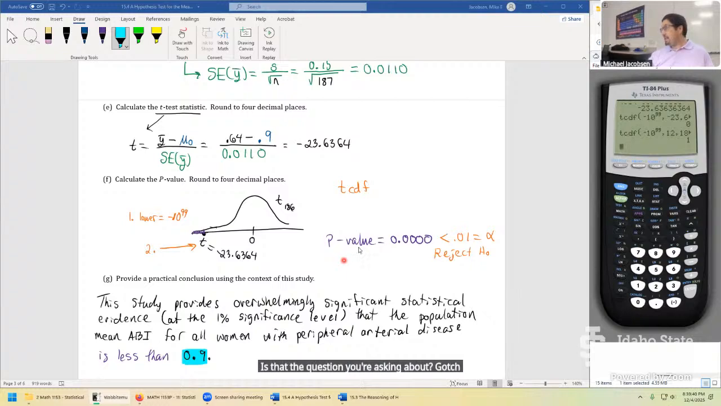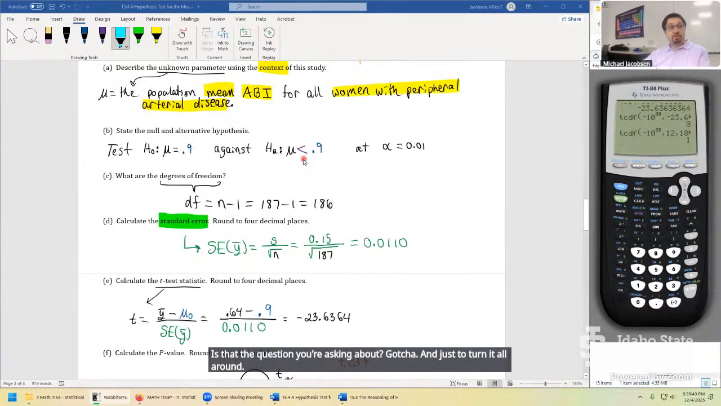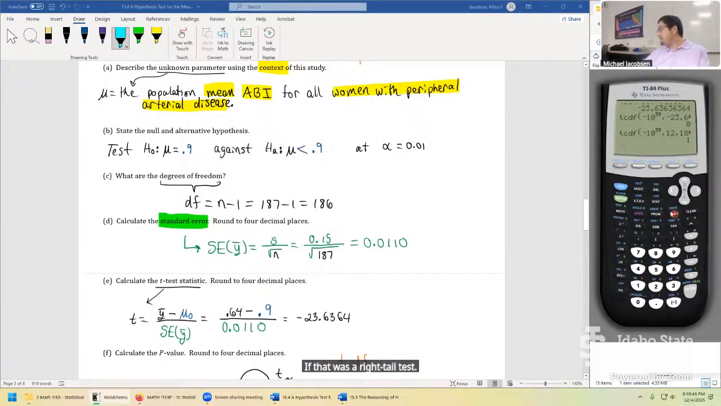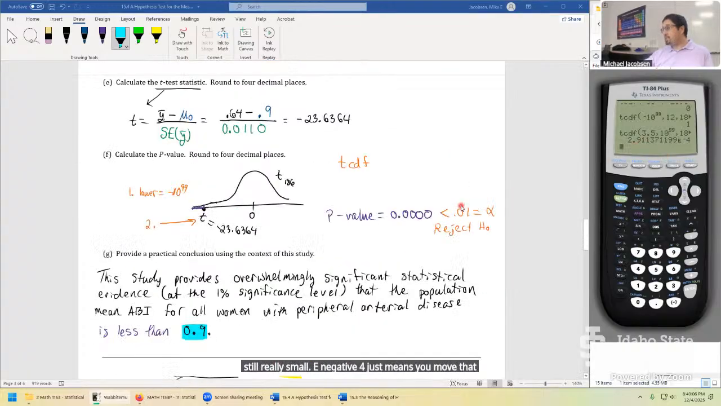Gotcha. And just to turn it all around, if that was a right tail test, and we got something like this, second vars, TCDF. If we got a test statistic like say 3.5, it's a right tail test, so 10 power 99, it would have come out like this. Still really small. E negative 4 just means you move that decimal spot 4 places to the left. So this would have been 0.0003 after rounding to that amount. Still, we would say reject the null hypothesis in that case as well.